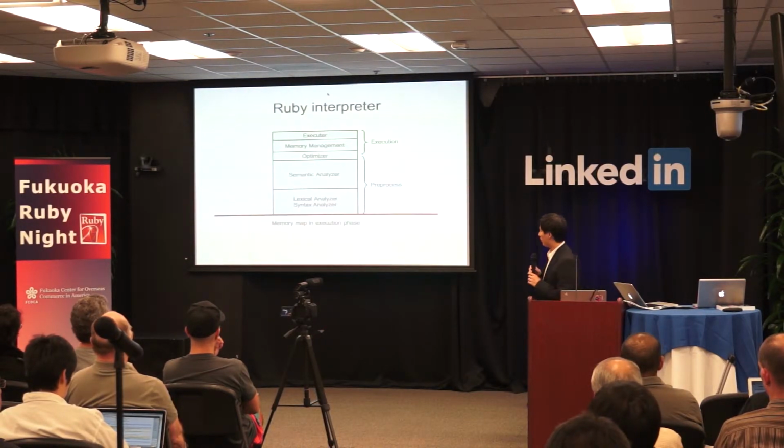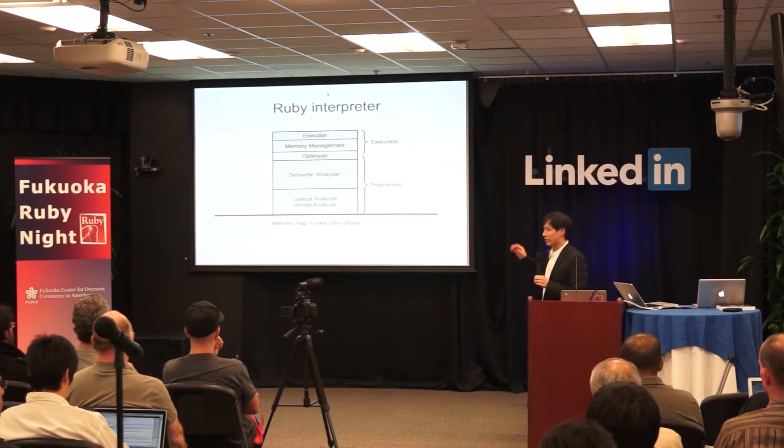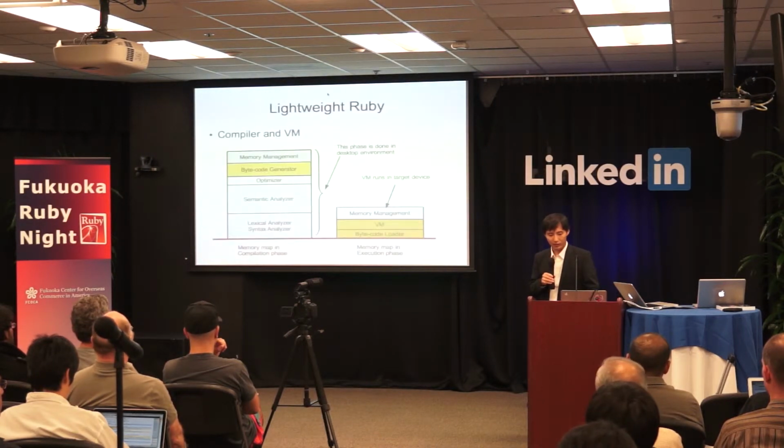This is a memory map of the Ruby interpreter MRI, traditional Ruby. It analyzes the Ruby code, optimizes it, and finally we can execute the Ruby code. But the preprocessing phase is not necessarily needed in the execution phase. So I will separate the development phase and the execution phase.